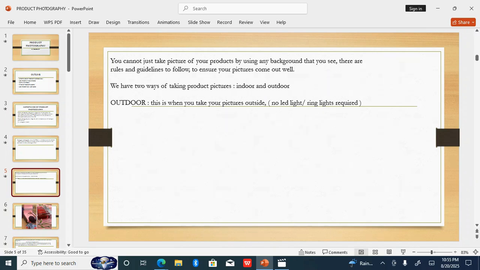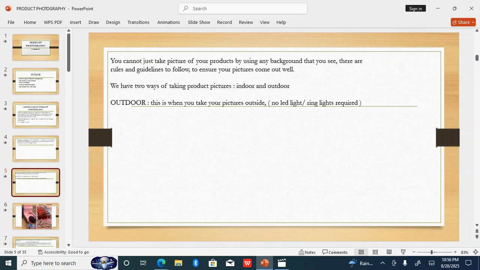Outdoor method, just like the name implies, is when you take your product pictures outside. You don't need any ring light, you don't need any LED light, you don't need anything. All you need to do is carry your table, go outside, carry your phone, carry your background, and use the direct light that God gave us to take your product picture. This is just to encourage you that you don't need to have the whole paparazzi content creation tools like your LED light and ring light before you can start taking your product pictures, if you cannot afford one. But if you can afford one, then it's fine.